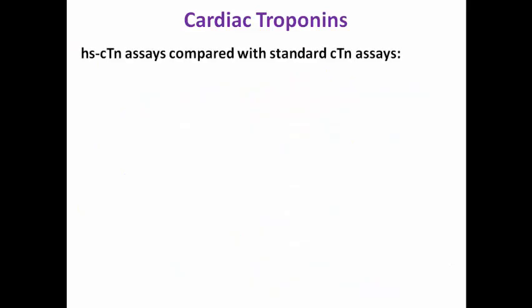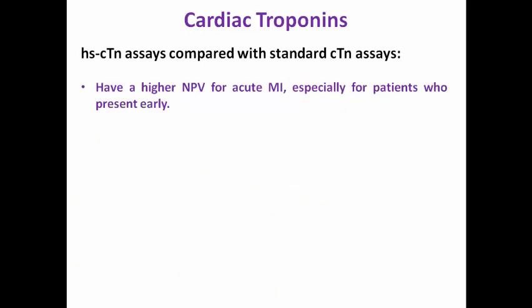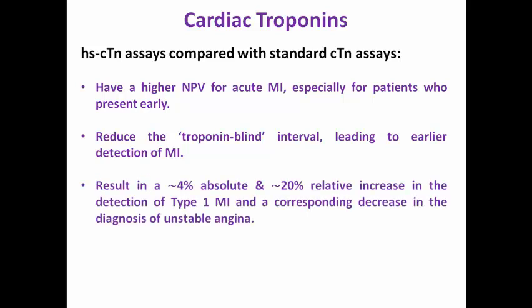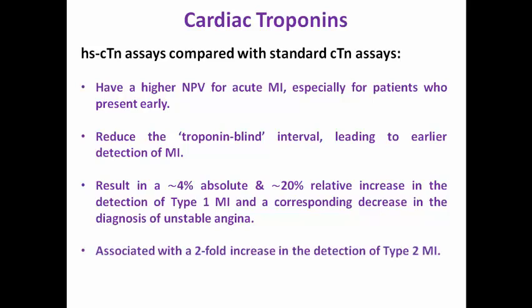So in summary, high sensitivity cardiac troponin assays, in comparison to standard assays, have a higher negative predictive value to exclude acute MI, especially in case of early presentation, and reduce the troponin blind interval, as here we are speaking about rising after 1 hour, whereas standard troponin rises after nearly 3 to 4 hours. They result in a 4% absolute and 20% relative increase in the detection of type 1 MI, and so a decrease in the diagnosis of unstable angina, and a twofold increase in the detection of type 2 MI.